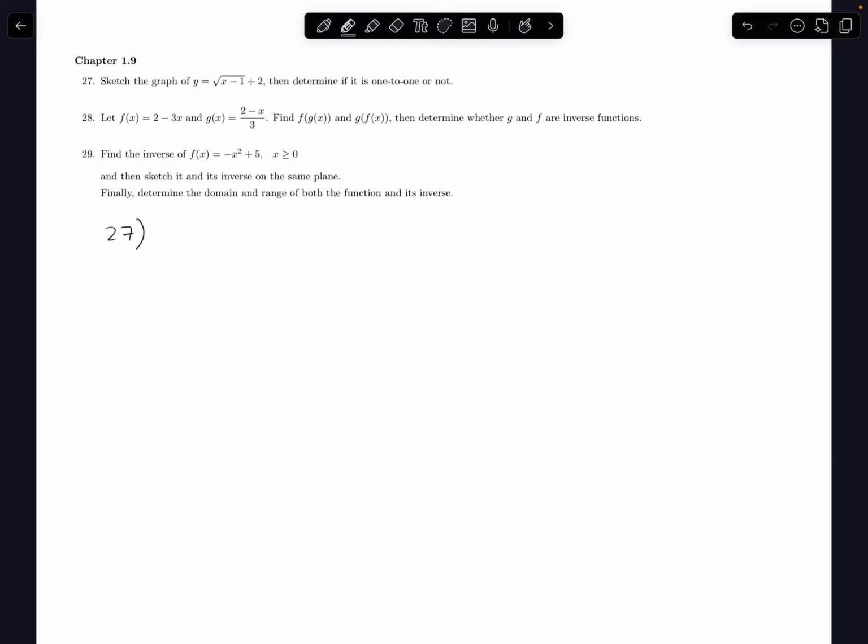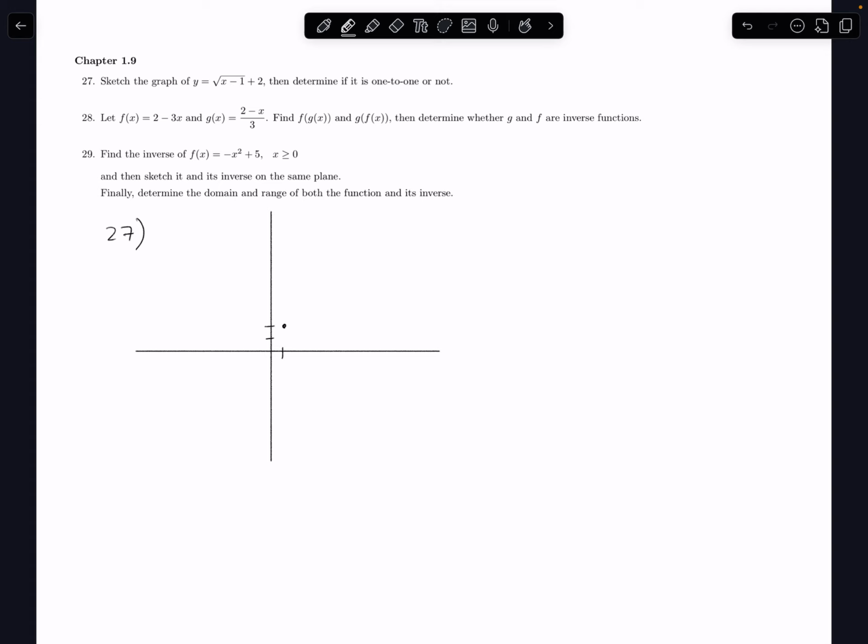27: sketch the graph of one of our favorite friends, the square root function, except move 1 to the right, 2 up. And then determine if it's 1 to 1 or not. I already know it's going to be 1 to 1, because of course the square root function is going to be 1 to 1, our good old friend. 1 to the right, 2 up.